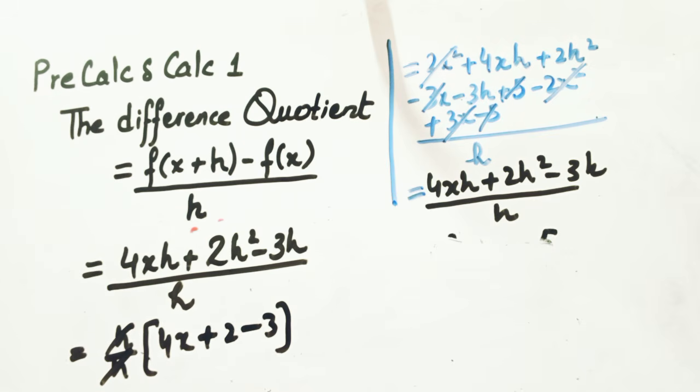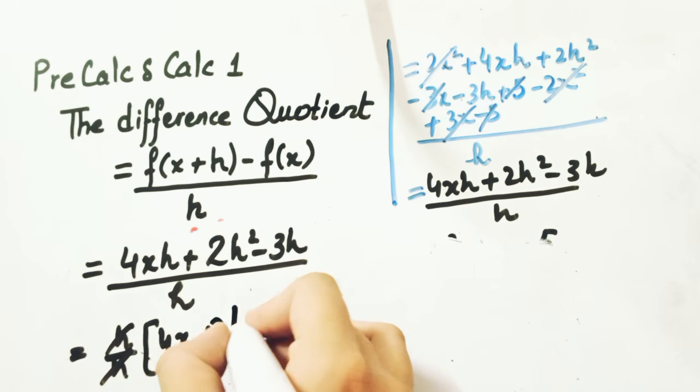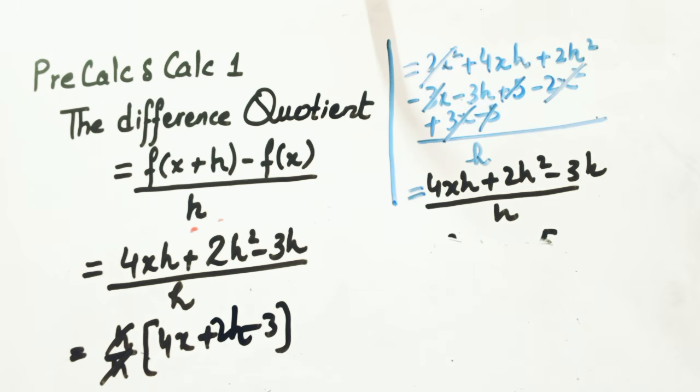Our final step is to isolate and eliminate the h from the denominator. To do this safely, we factor h out of every remaining term in the numerator. This gives us h times the quantity 4x plus 2h minus 3. Now we can cleanly cancel the h in the top and in the bottom. The h drops out completely, leaving us our final analytical solution, that is 4x plus 2h minus 3.